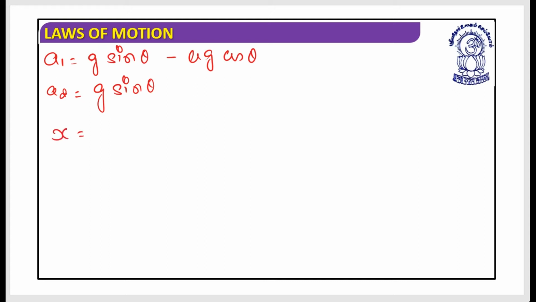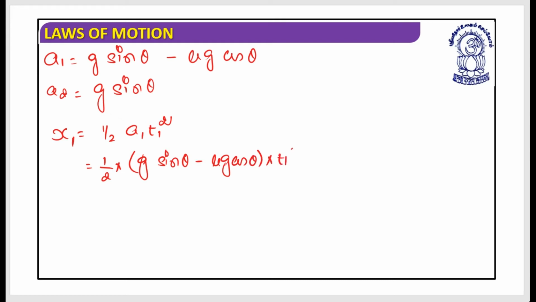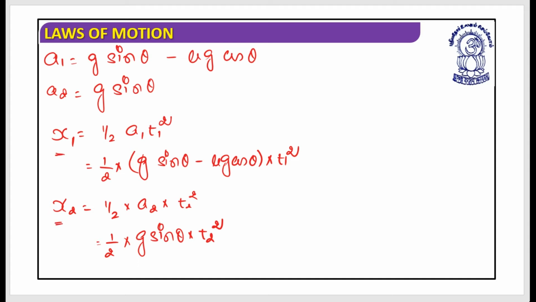It is the same case. It's x is equal to half a t square. So x1 is half multiplied by the value of a1, which is g sin theta minus mu g cos theta, multiplied by t1 square. Put in the value for x2: it's half into a2 into t2 square, which is half into g sin theta multiplied by t2 square. So this is t1 square, this is t2 square, and x1 and x2 are given.